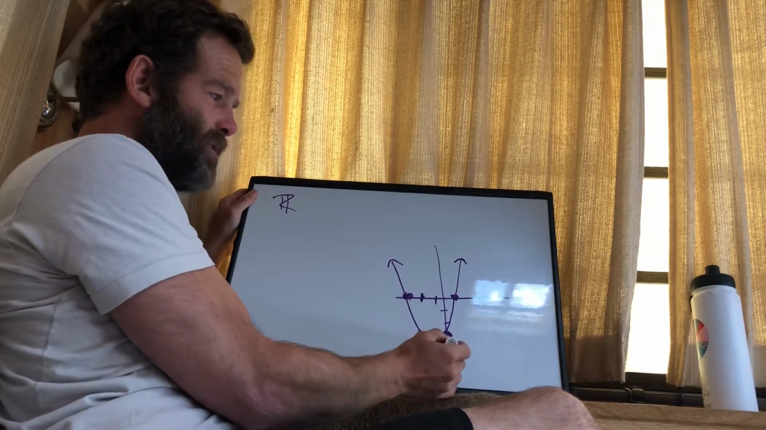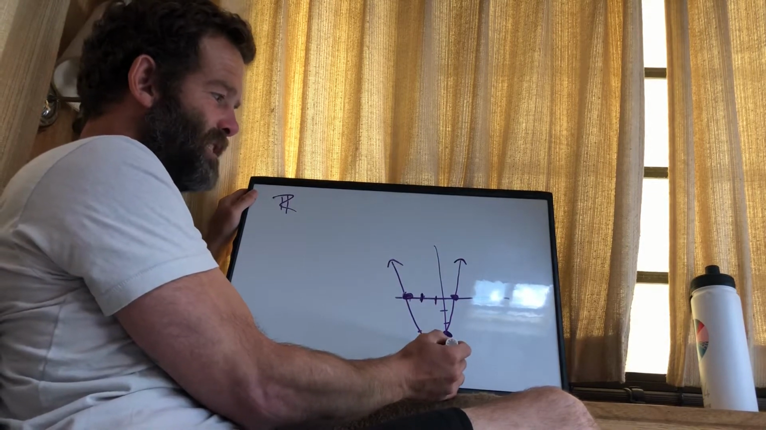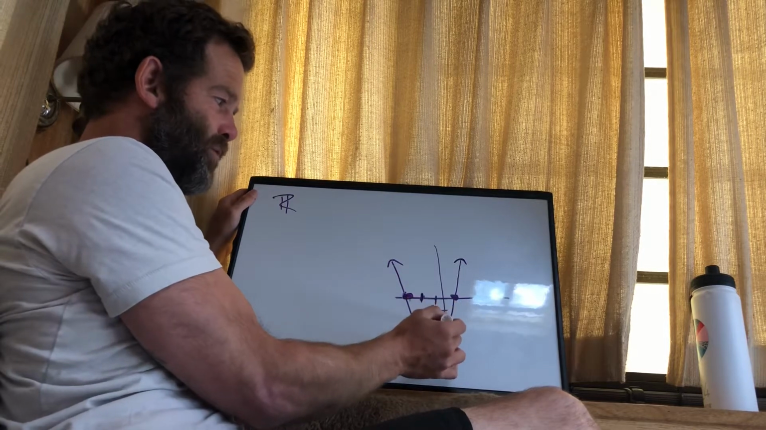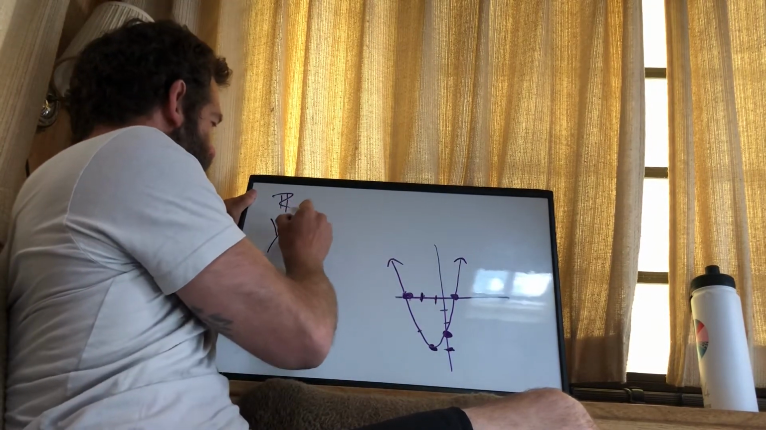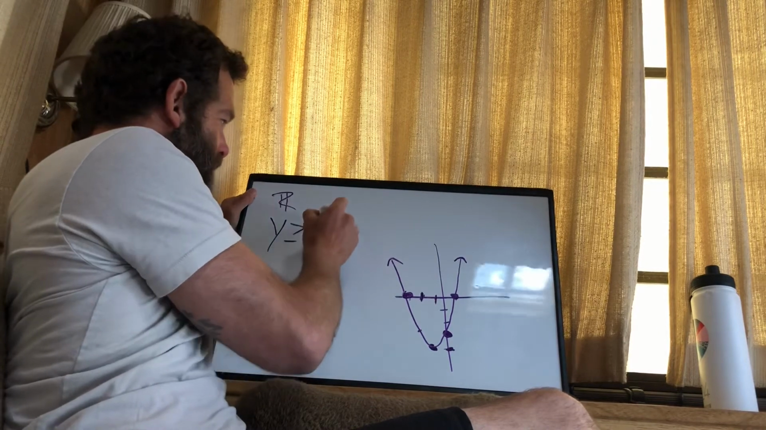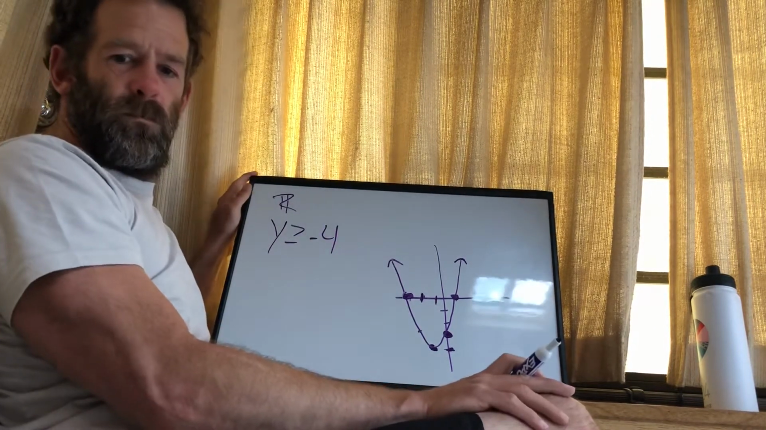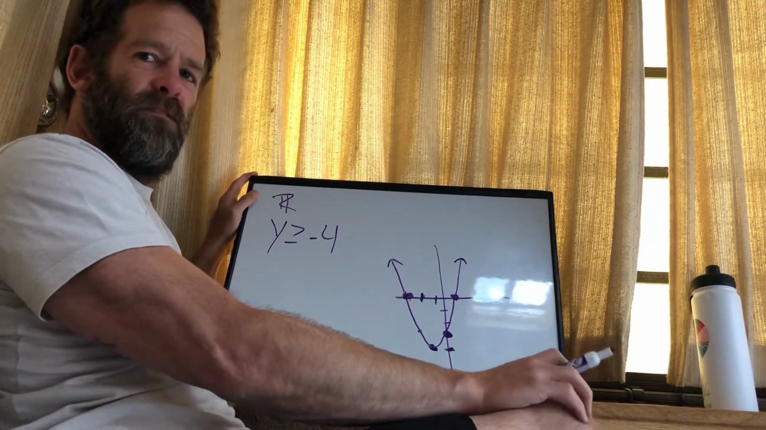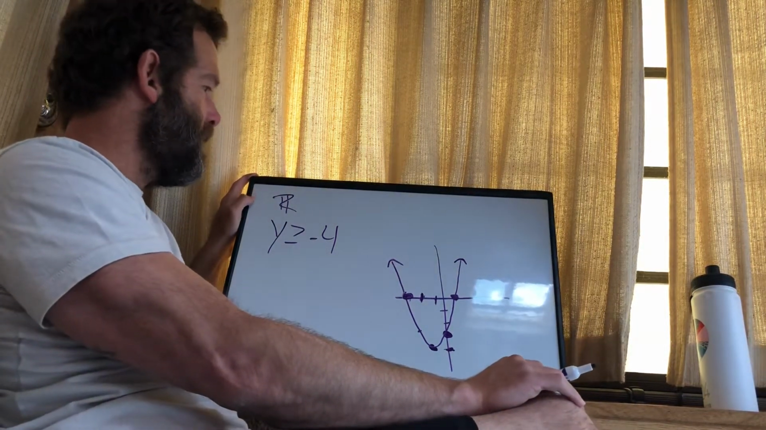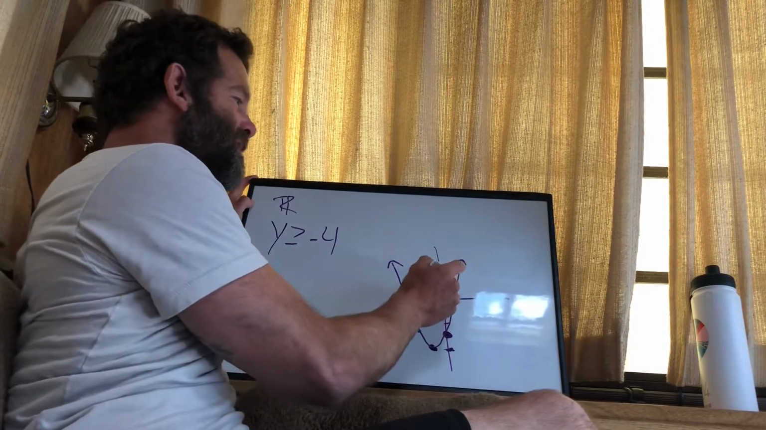My y values are limited from this point right here, which is 1, 2, 3, 4. My range is anything greater than or equal to -4. Just a heads up, your range is always going to be your y number for your vertex. It includes any positive number on my y's.